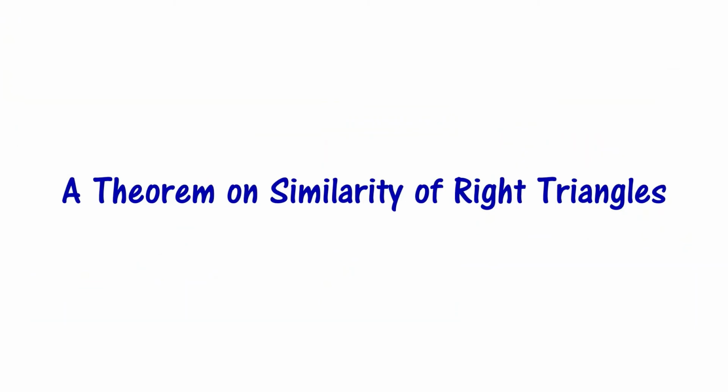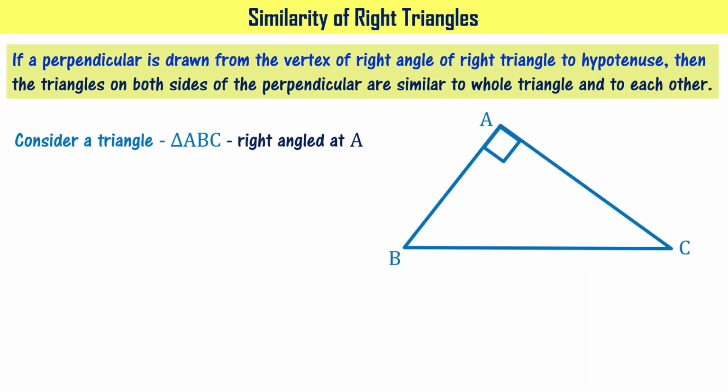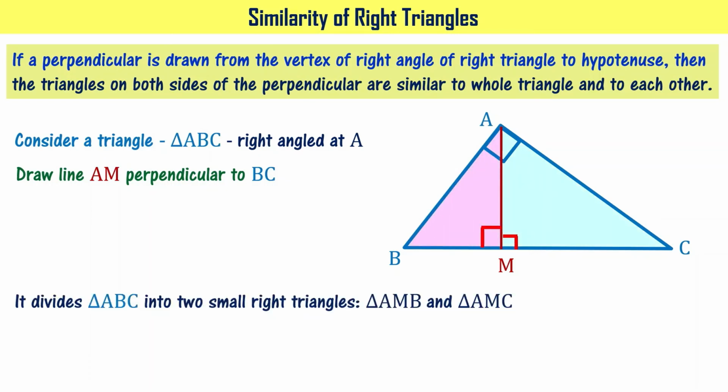Let us now learn about a theorem on similarity of right triangles. It is stated as follows. If a perpendicular is drawn from the vertex of right angle of right triangle to hypotenuse, then the triangles on both sides of the perpendicular are similar to whole triangle and to each other. Let's understand this statement. To do that, let's consider a triangle ABC as shown in the figure, right angle at A, and draw line AM perpendicular to BC. When you do that, it divides the triangle ABC into two small right angle triangles, right? Those are triangle AMB and triangle AMC.